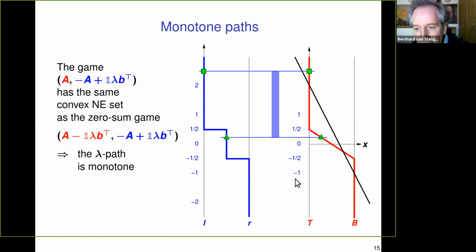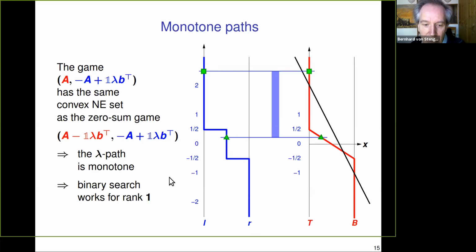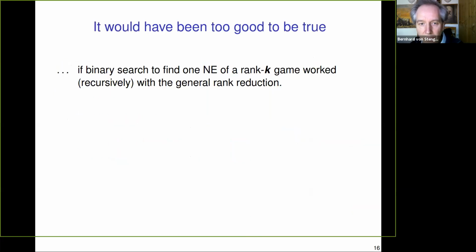So for a rank 1 game, this parameterized set of games, at its equilibria, is actually a monotone path, which is essential for the binary search to work. Okay, so the binary search does work if the original game has rank 1. And in fact, in polynomial time, as we proved. It's straightforward actually.